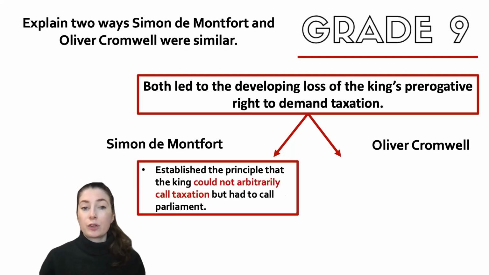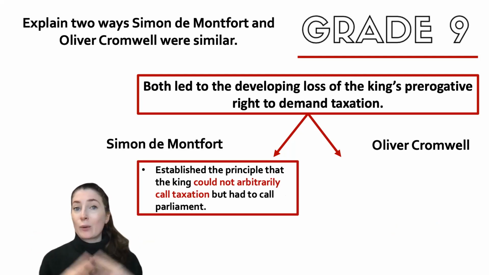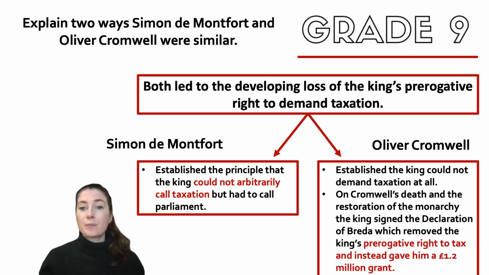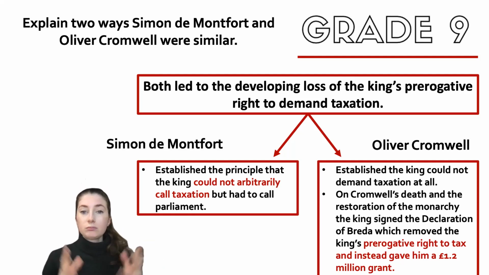So Simon de Montfort established the principle that the king could not arbitrarily call taxation, but had to call Parliament. I found this out when I was doing some extended reading of articles, and I thought it was highly interesting because of what Oliver Cromwell and Charles II developed further. After Oliver Cromwell is removed, well, he dies, doesn't he? But we go back to the king, the restoration, after his son gives up the position of power.